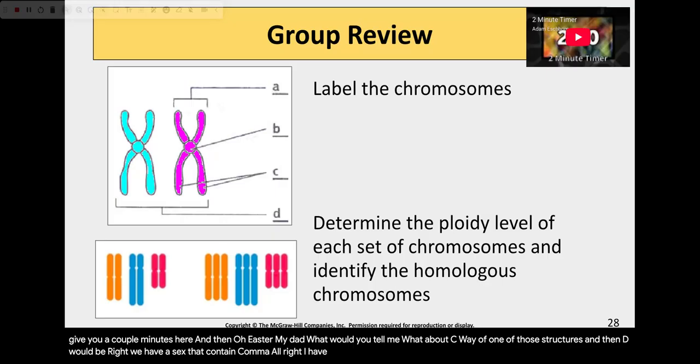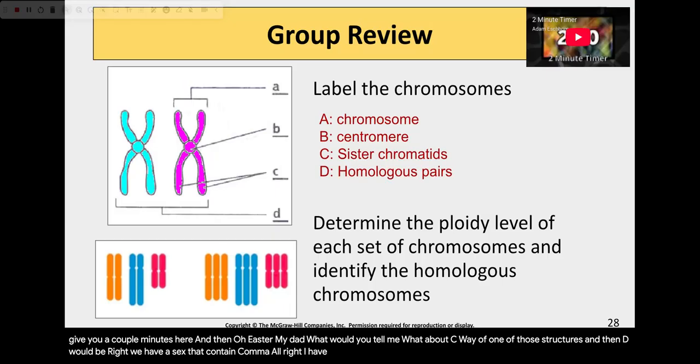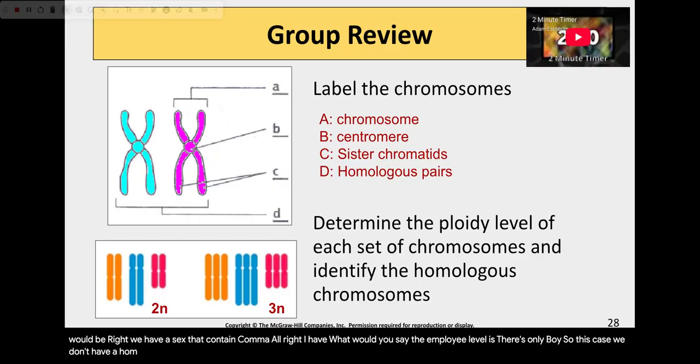All right, I have even at the bottom ploidy levels. Ploidy level for this first set here. What would you say the ploidy level is? It is diploid. For each homologous pair, there's only a pair. So that one would be diploid. What about the next one? Triploid. And if you don't remember the name, you can just do the number, so 3N. In this case, we don't have a homologous pair. We have a homologous set, and that set is of 3 each. All right. Any questions?